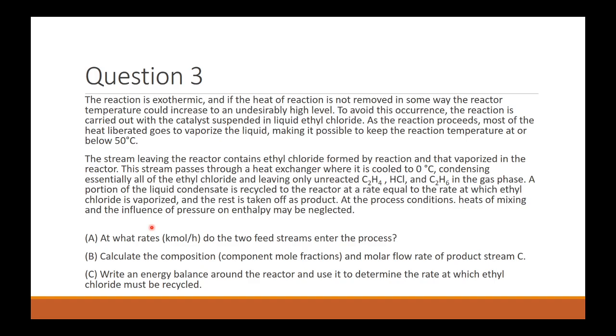So A, at what rates do the two feed streams enter the process? So this we need to calculate for feed A and feed B. B, calculate the composition in mole fractions and molar flow rate of product stream C. So we need to find their mole fractions and the molar flow rate in the product stream C. And C, write an energy balance around the reactor and use it to determine the rate at which ethyl chloride must be recycled.